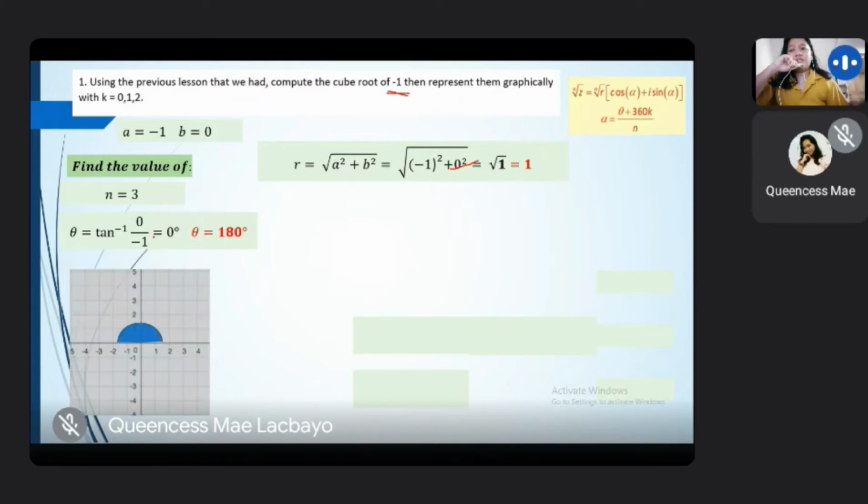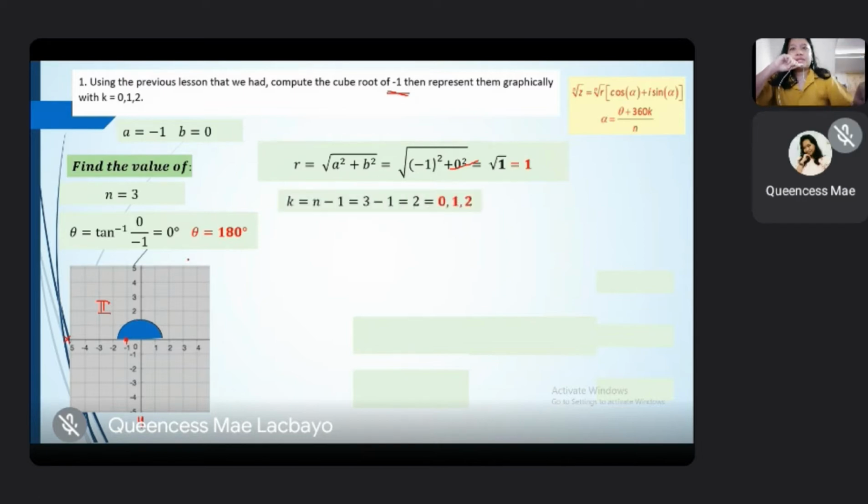So we have here the graph. To graph this, a is our x-axis, which is the real part, and the y is our imaginary part, which is b. Since our a is -1, which is on the x-axis, we have here -1, and our b is 0, so it is just 0. So here is our graph. And as we can see here, it is on the negative x-axis, so the theta we will use is 180 degrees.